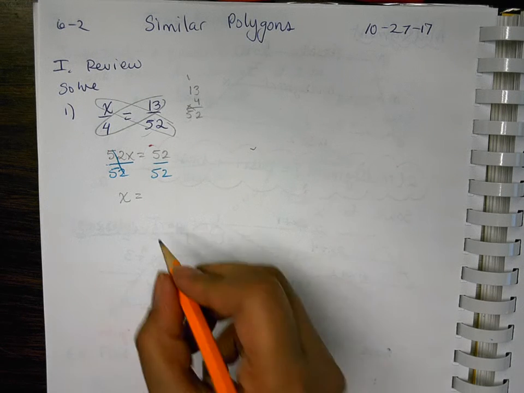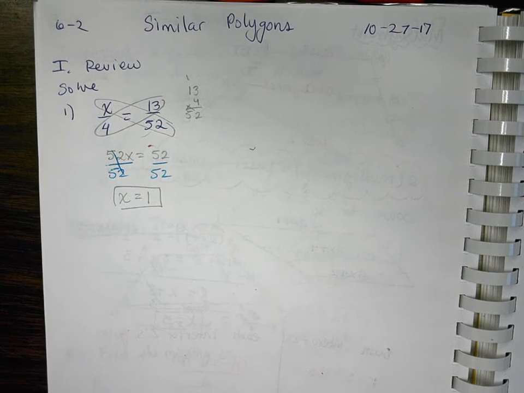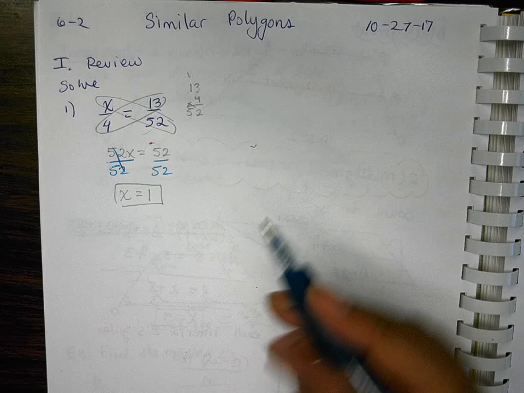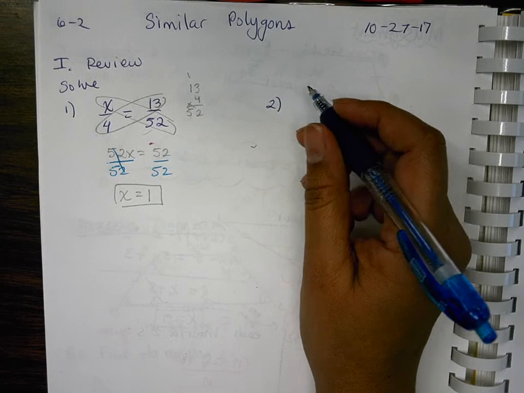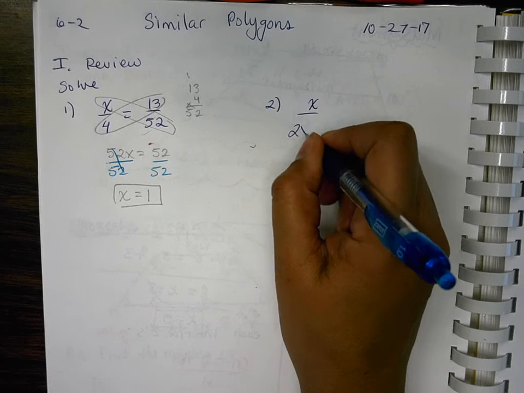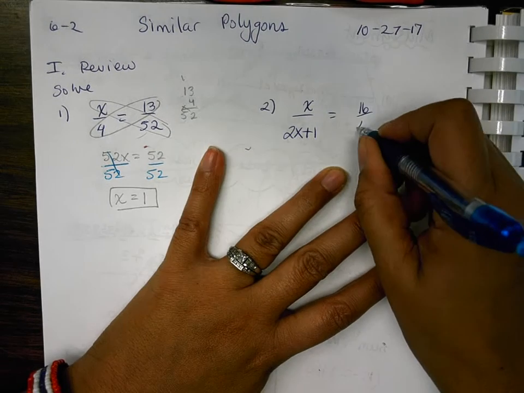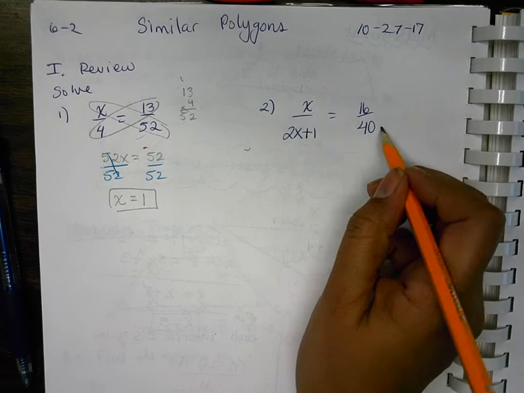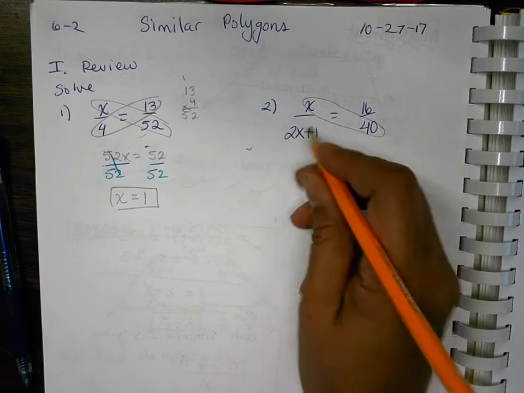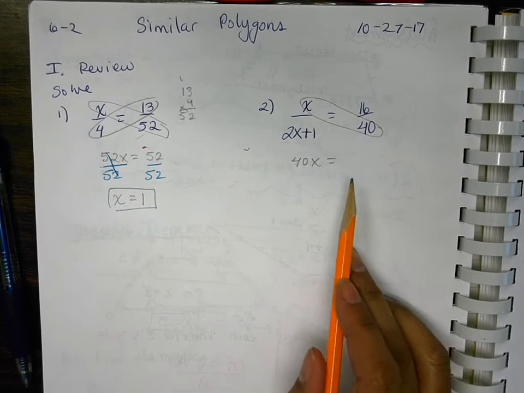x equals what? 1. Okay. Questions on that? Okay. Number 2. x over 2x plus 1 equals 16 over 40. This is also a cross multiply. I still multiply here. 40 times x is 40x equals here.